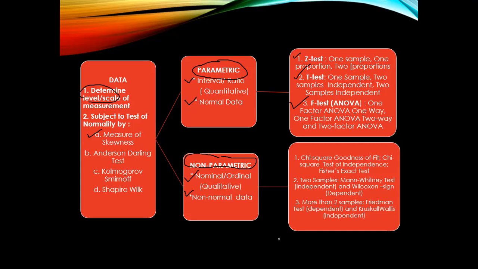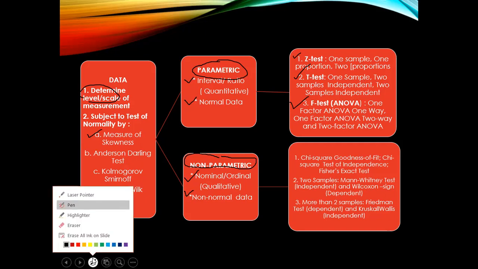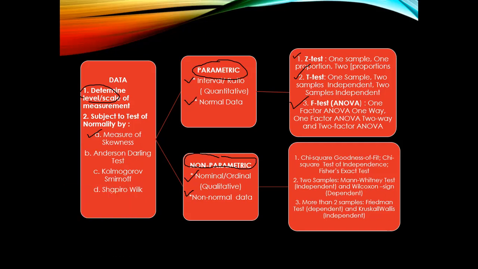Okay, so before I go to the next slide, I've mentioned about measure of skewness as our basis for test of normality, of determining if your data is normally distributed. So I have mentioned also here other tests to determine kung yung data ba natin is normally distributed or hindi. So meron tayo ditong Anderson, meron Kolmogorov, and then Shapiro.